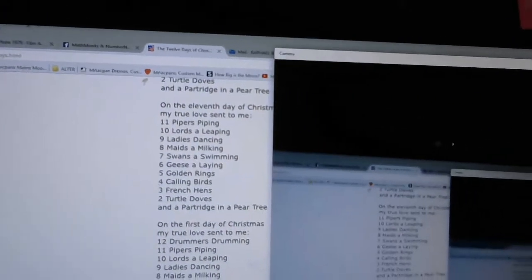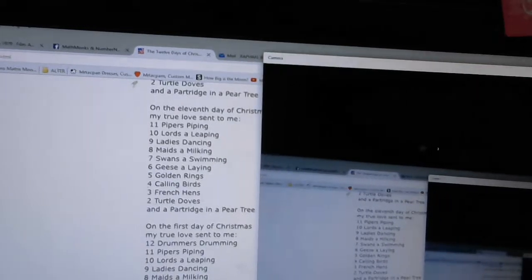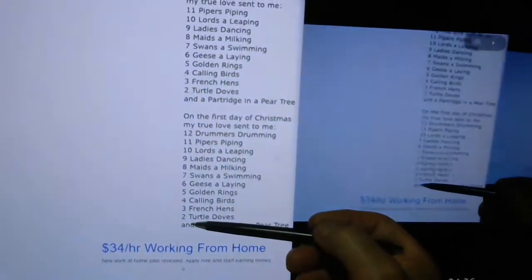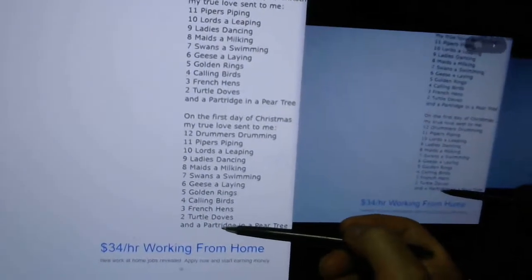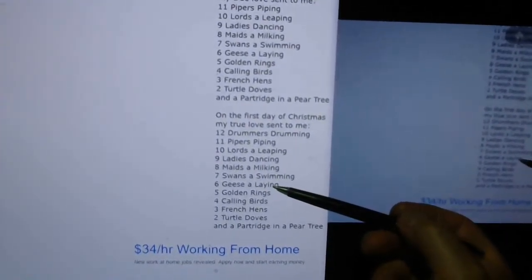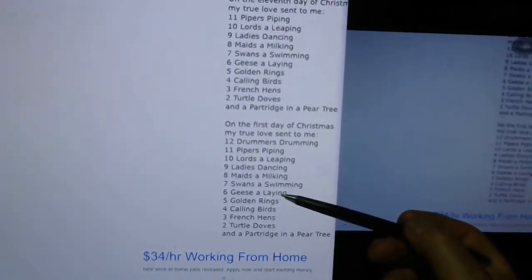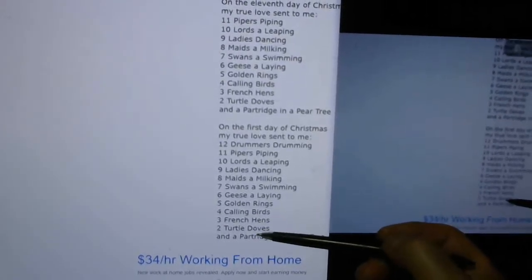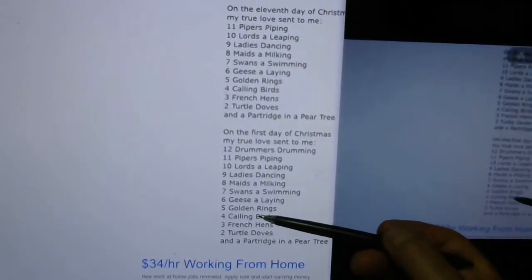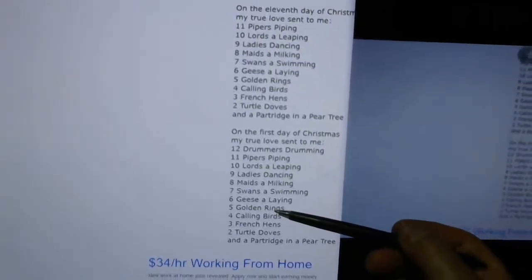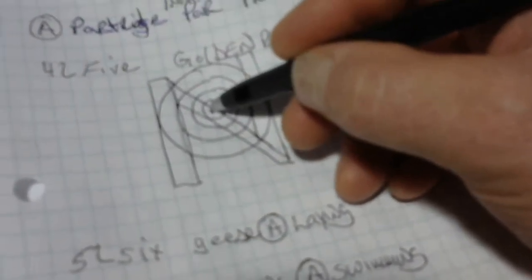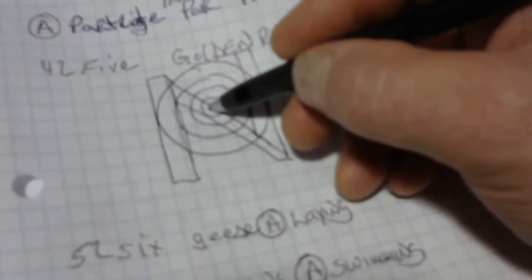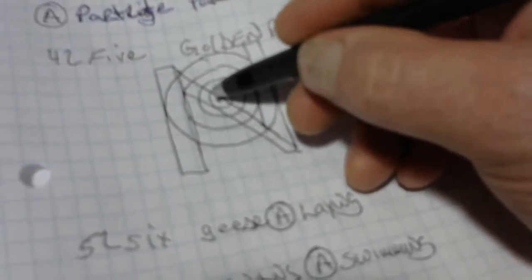So now what we're going to do is we're going to go 7. Earth, golden rings, turtle dove, 7. Partridge in a pear tree, geese a-laying, 7. 4 and 3, calling birds, French hens. You notice the way I get birds, birds, birds, okay? All of a sudden, no birds. The golden rings. Have you ever seen what the golden rings are? 5 golden rings. Okay? This is the dot in the center. The only time this dot in the center becomes anything is when you put a circle around it.